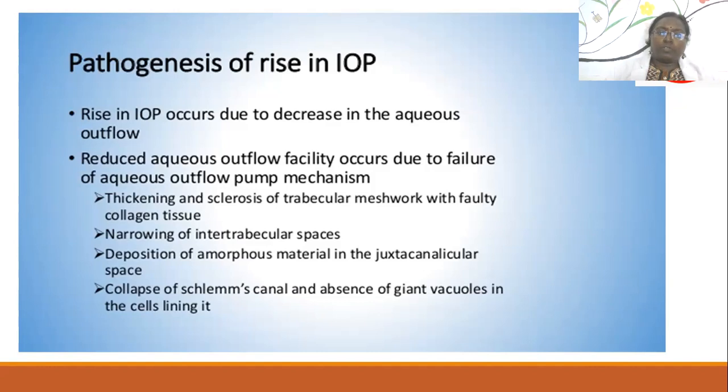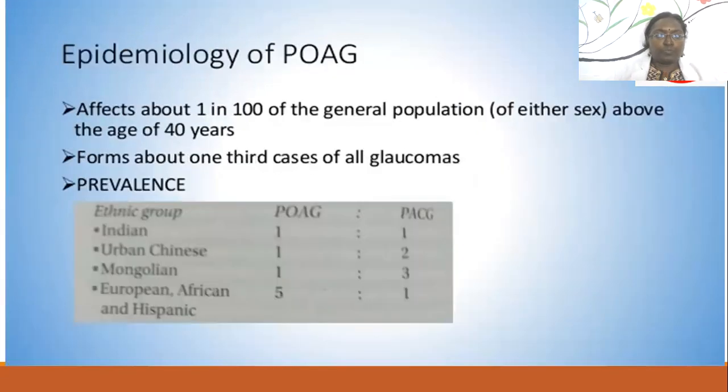Reduced aqueous outflow facility due to failure of the aqueous outflow pump mechanism. There can be thickening and sclerosis of the trabecular meshwork with faulty collagen tissue. There can be narrowing of intertrabecular spaces and deposition of amorphous material in juxtacanalicular spaces, as in amyloidosis. And then, the collapse of Schlemm's canal and absence of giant vacuoles in the cells lining it. All this can reduce the aqueous outflow.